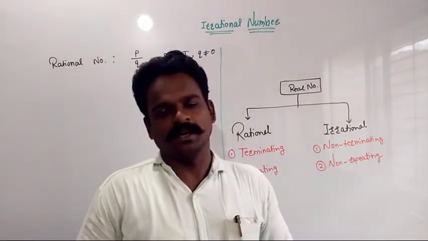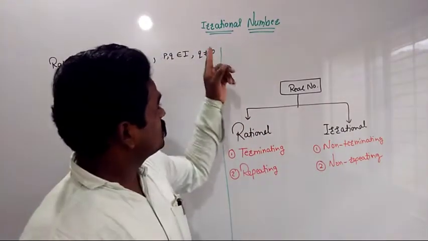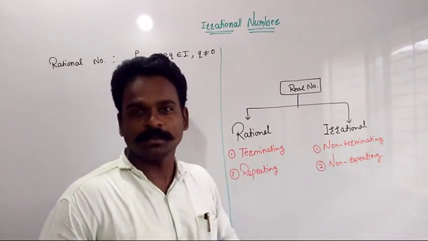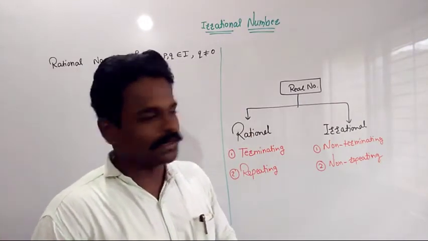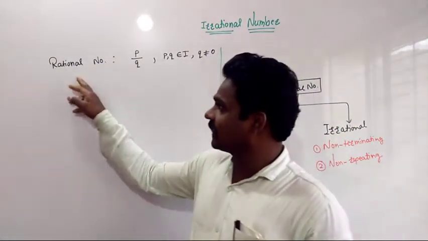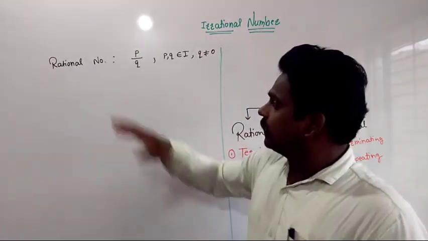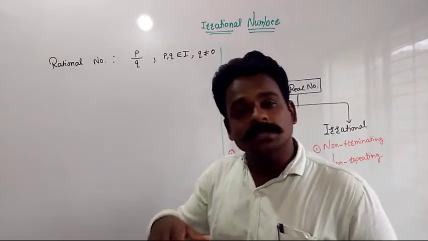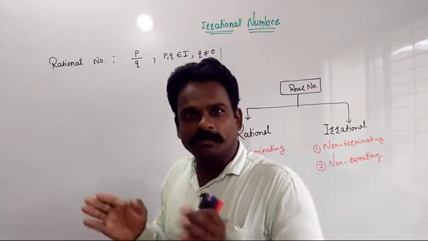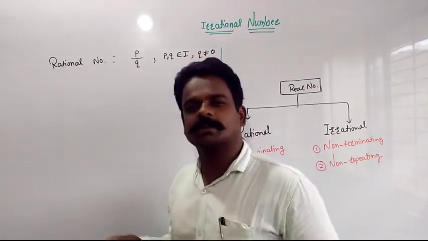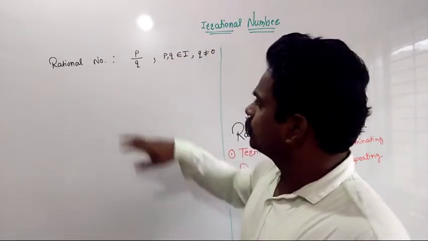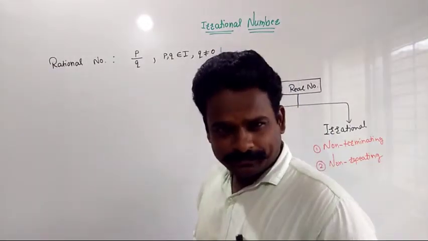Dear students, our today's concept is irrational number. Today we are going to discuss a new concept, irrational number. Till now we have discussed what a rational number is, a few examples of rational numbers, and how to find a few rational numbers in between any two other numbers. Those might be rational numbers, natural numbers, integers, whatever. Okay, fine, no problem. So what was the rational number?